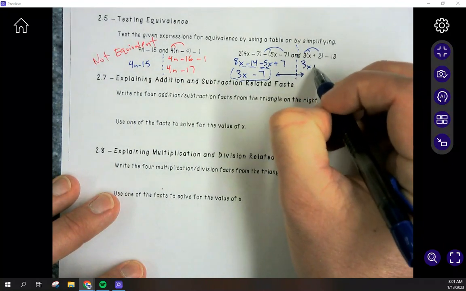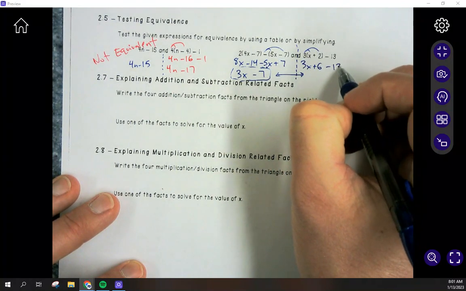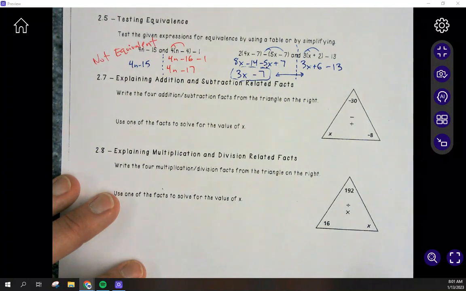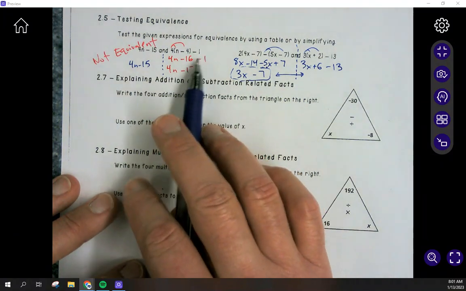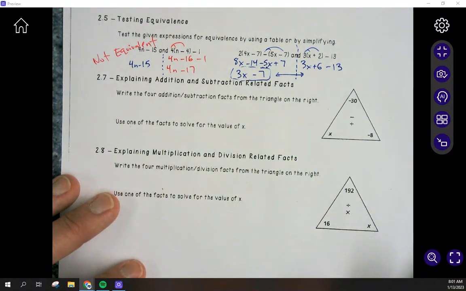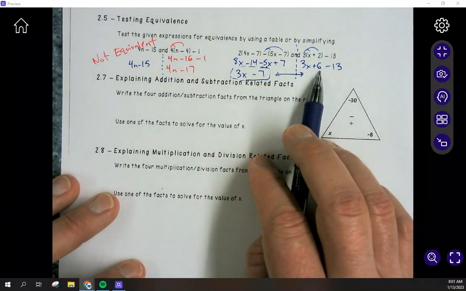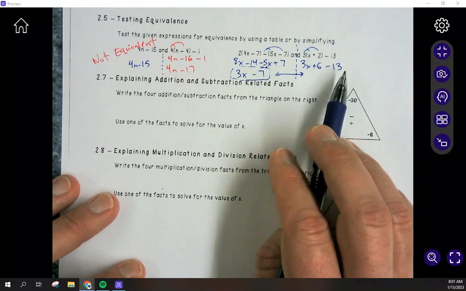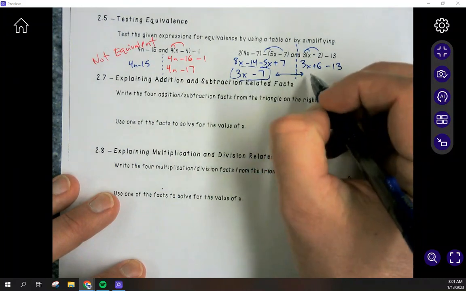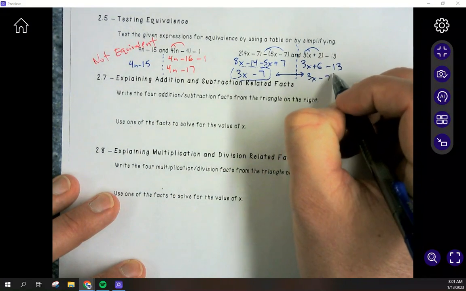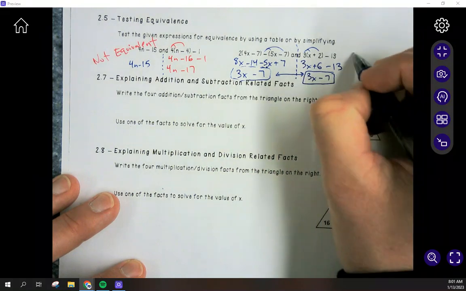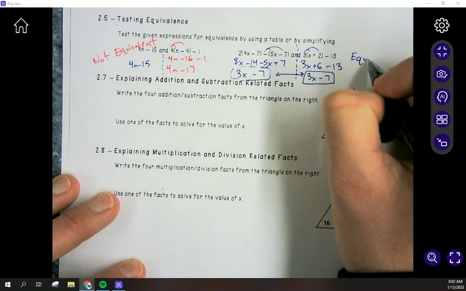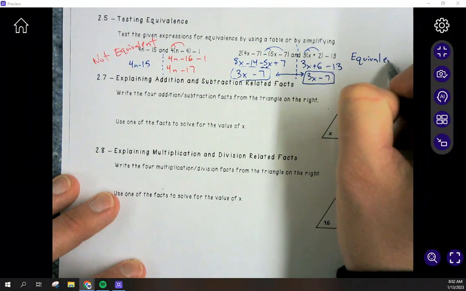Distribute: 3x plus 6 minus 13. Do the math. Just like over here, it might look like it's going to work for a second, but you got to double check. Plug it in your calculator if you struggle with mental math. 6 minus 13, that is negative 7. So I get 3x minus 7. So yes, these are equivalent.